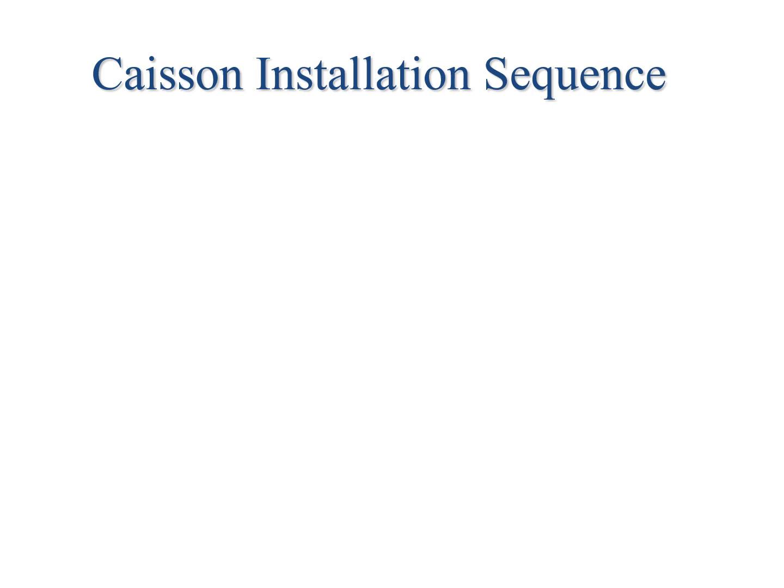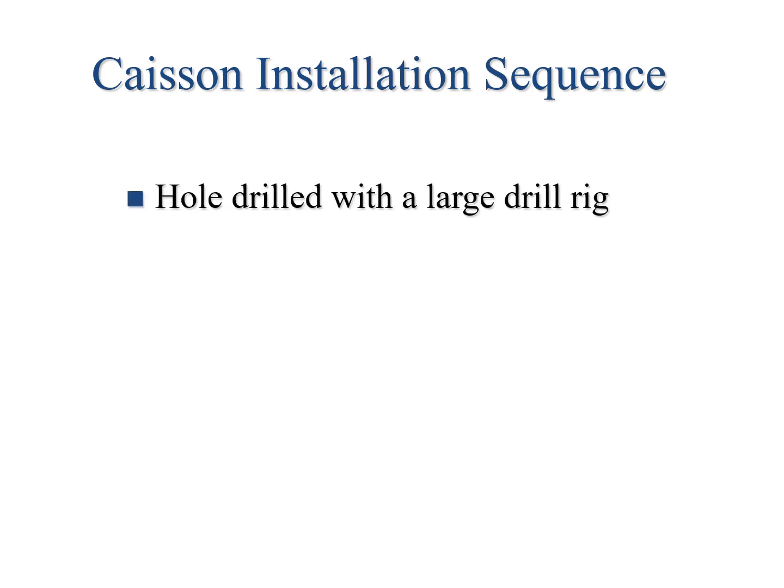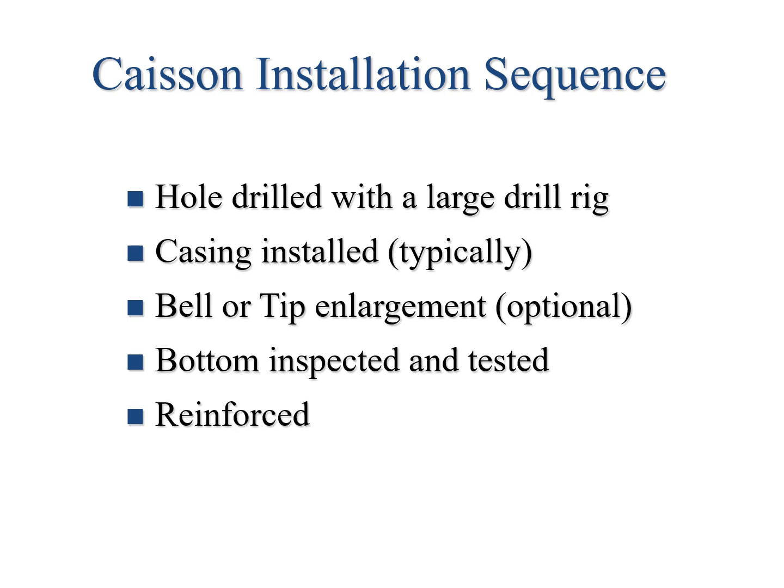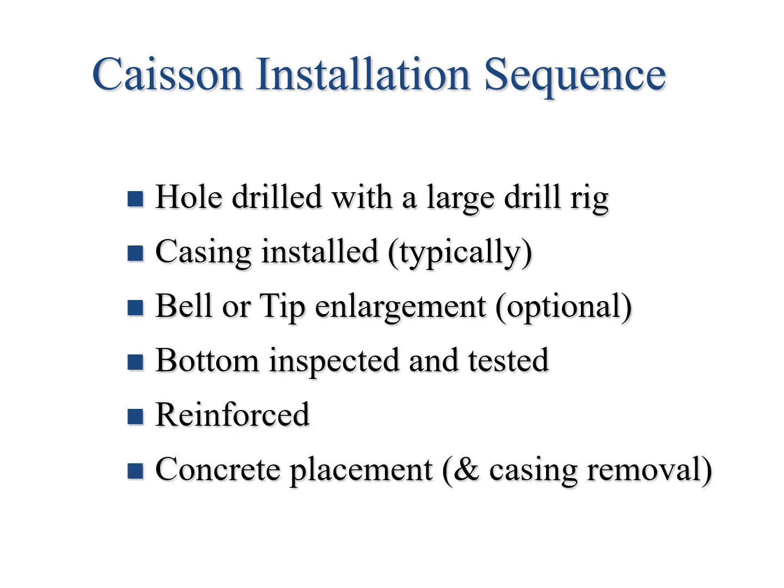So here's a little bit about the caisson installation sequence. First, a hole is drilled with a large drill rig. Then a casing is installed. Sometimes it's done in the rough, poured rough in there. It depends on the soil type. You can think of that as those Sonotube or cardboard tubes. Here you may have the bell or tip enlargement, that bell-shaped bottom. The bottom is inspected and tested, and after that the reinforcement is placed, the metal and rebar. Finally, the concrete placement, and the casing removal in many cases.